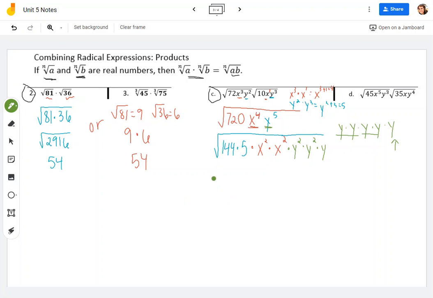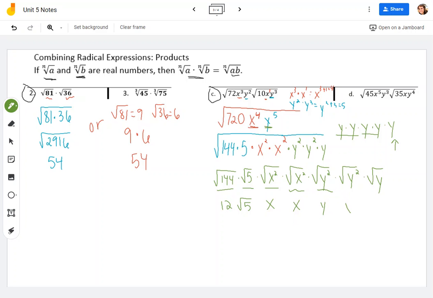So we can split all of these things up, all of these under their own square root. Okay, so the square root of 144 is 12. Square root of 5, that cannot be simplified, so I'm just going to copy that down. Square root of x squared is x. Square root of x squared is x. And same thing, square root of y squared is y. And again, we get y. And then this one stays as the square root of y.